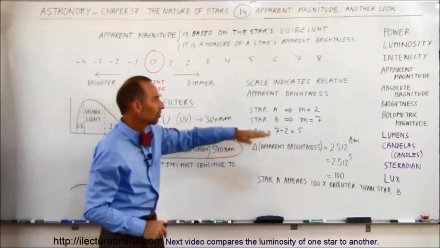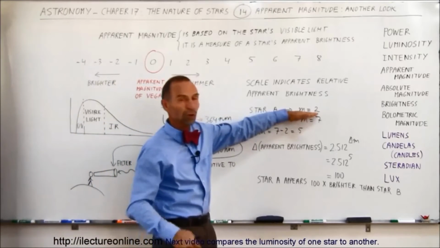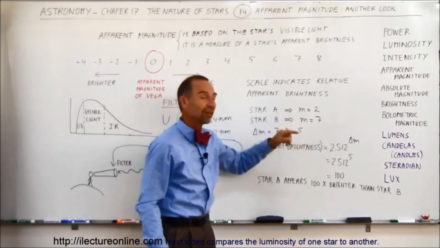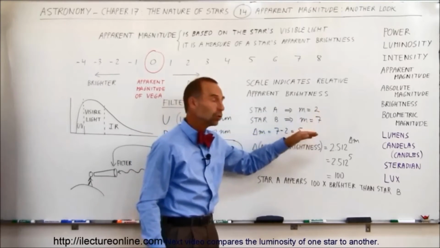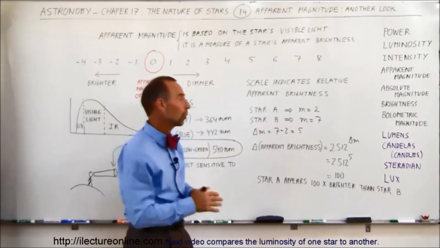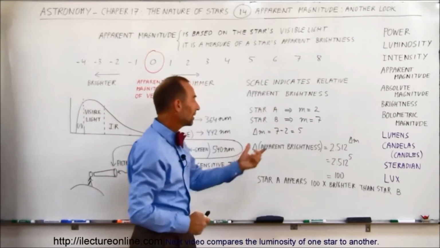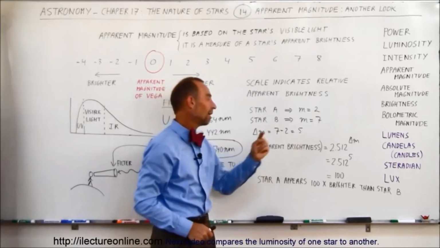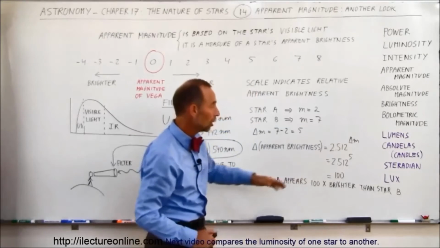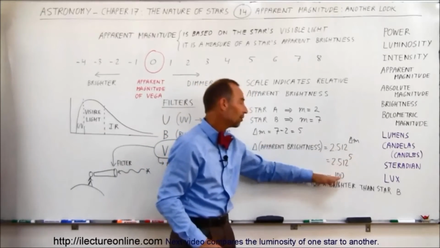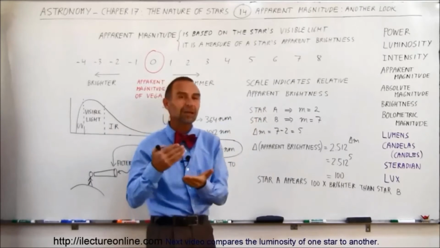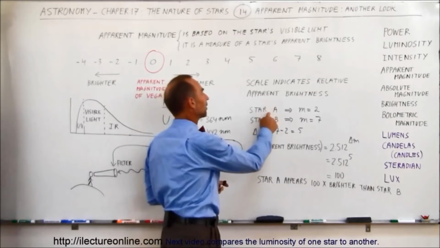For example, if we have star A with an apparent magnitude of 2 and star B with an apparent magnitude of 7, since 7 is a bigger number than 2, star B is a dimmer star, or at least it appears dimmer to us, than star A. When we take the difference in the magnitudes, which is 5, and use that for the exponent of the number 2.512, 2.512 to the fifth power is 100, which means that star A is 100 times brighter, or at least it appears to us to be 100 times brighter than star B.